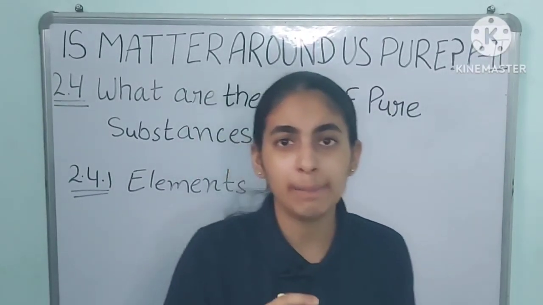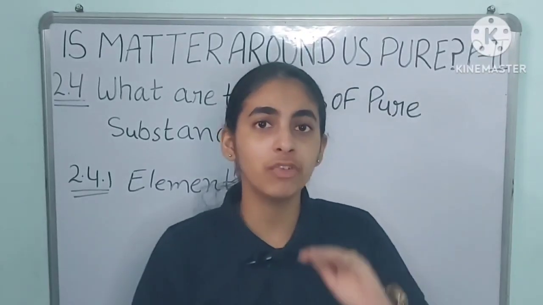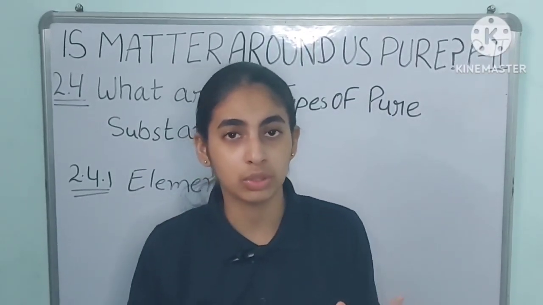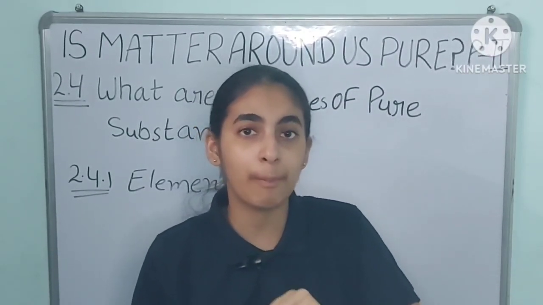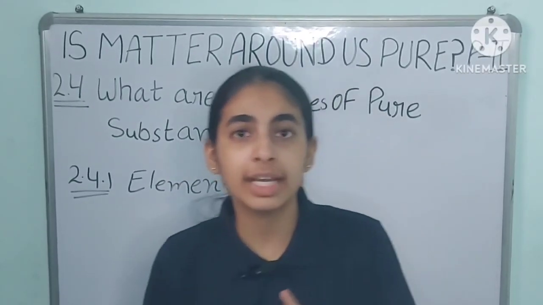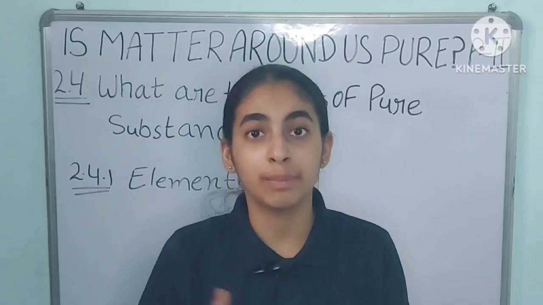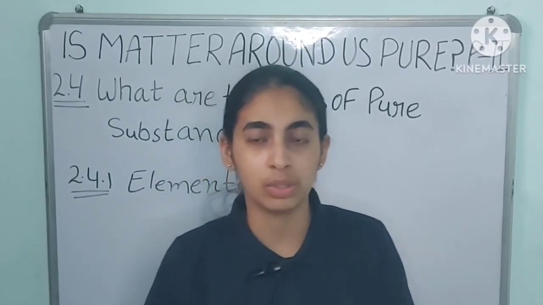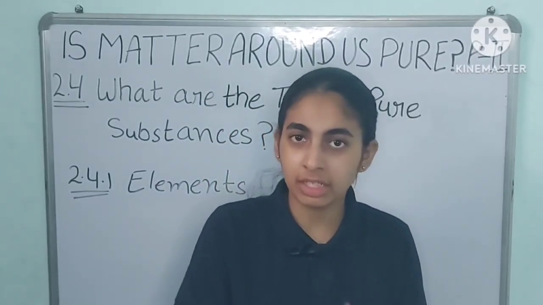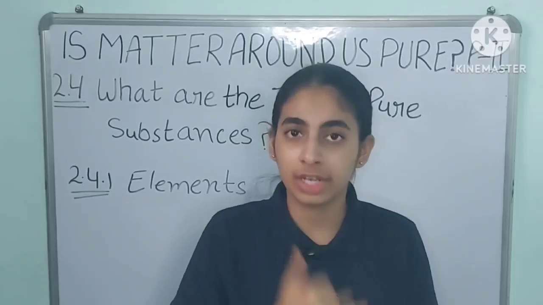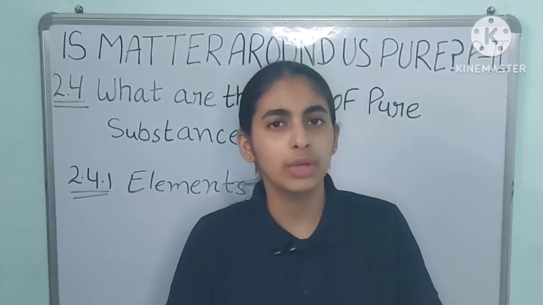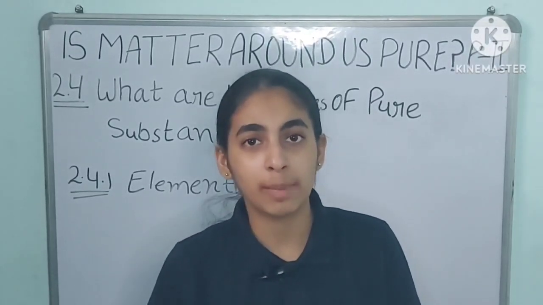But some elements show the properties of metals as well as non-metals, the intermediate properties of metals and non-metals. So they are classified as metalloids. For example, boron, silicon, germanium are examples of metalloids. So elements are classified as metals, non-metals, and metalloids, and you have studied their properties. Now we will talk about compounds.